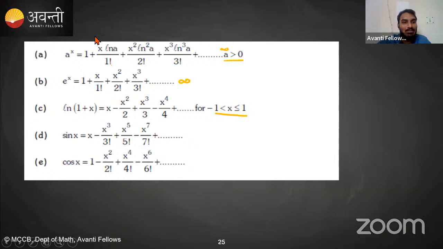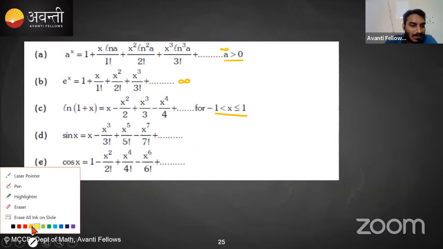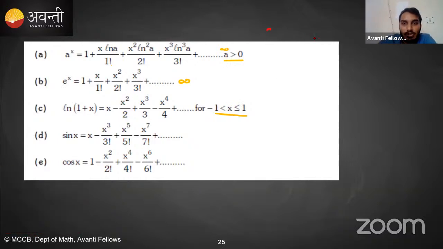And these are very easy expansions. Remember the e raised to the power x expansion. A raised to the power x can be written as e raised to the power x ln a. So a raised to the power x is nothing but e raised to the power x ln a. Substitute x as x ln a in the e raised to the power x expansion, and you will get the expansion of a raised to the power x. Clear? So like that also you can remember. I hope this is clear now.